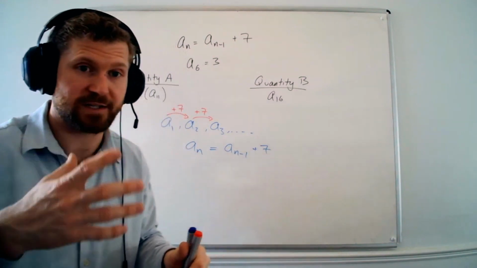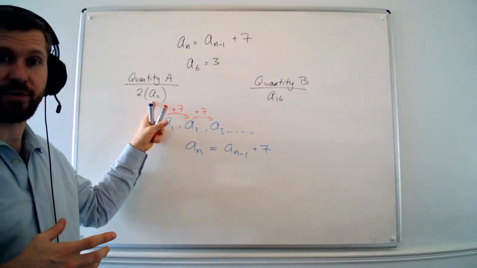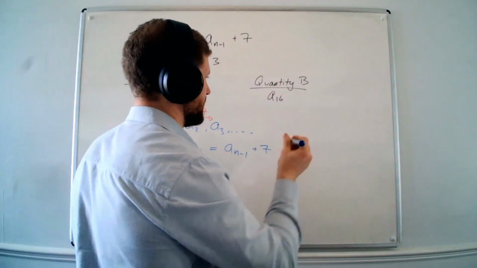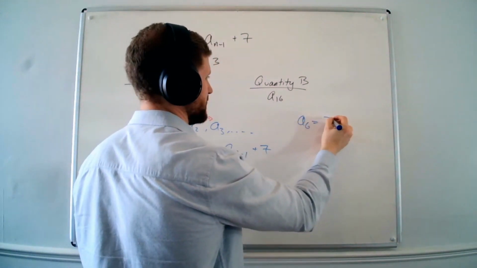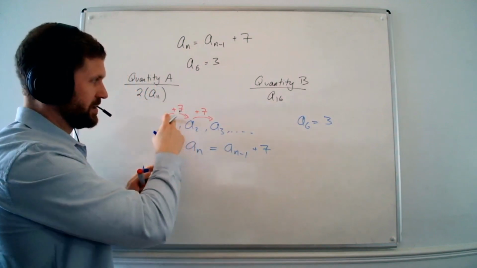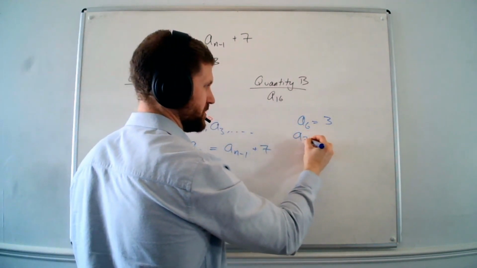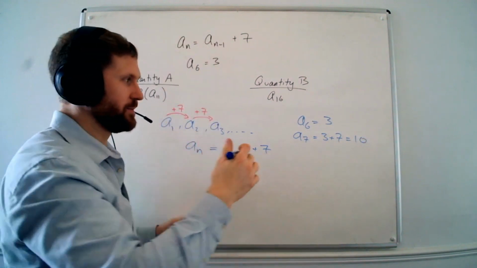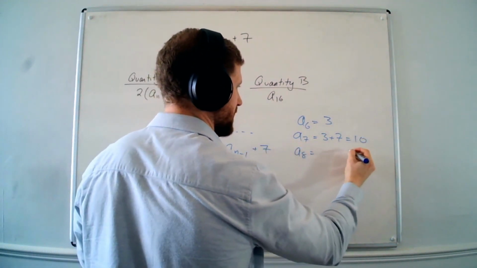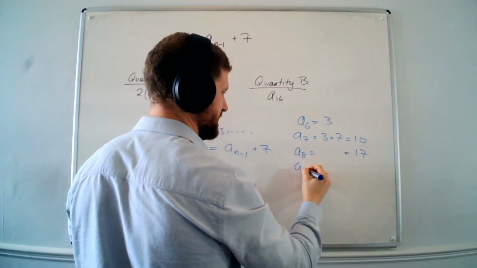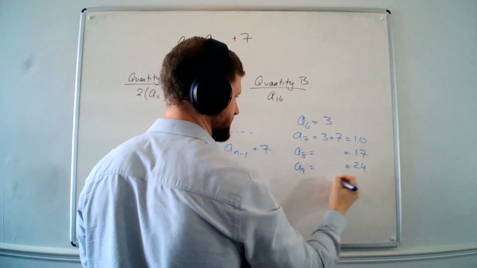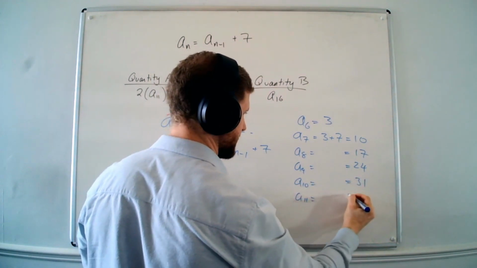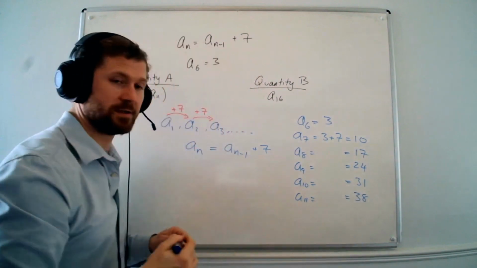All right, what we could do, and we'll do this out in full so you can see the sequence working this time. I need to know the value of the 11th term. I know what the sixth term is. The sixth term is going to be 3. And as we said, to get from one term to the next, I just add 7. So A7 would be 3 plus 7, so it'd be 10. And we could keep this going. The 8th term would add another 7, it'd be 17. The 9th term, we keep going, 24. The 10th term would be 31, and the 11th term would be 38.